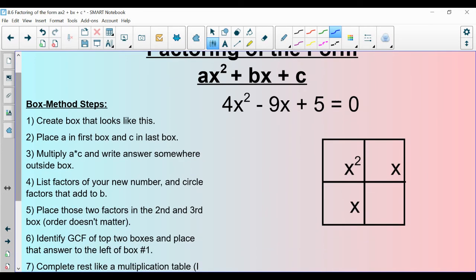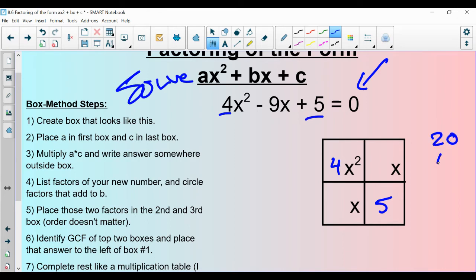4 more examples. This one, if you notice on my little guided note sheet, it says to solve it. The indication that you want to solve it is that it's going to be set equal to 0. So it's just going to be one more step at the end. Start out by putting A in the first box and C in the last box. We get 4 and 5 there. Multiply those, you get 20, and then list the factors of 20. That would be 1 and 20, 2 and 10, and 4 and 5.